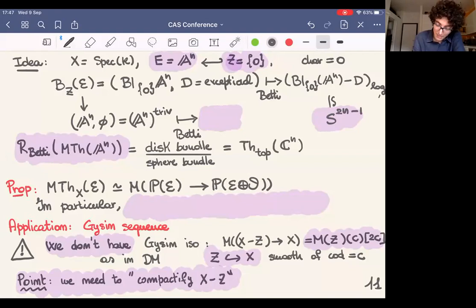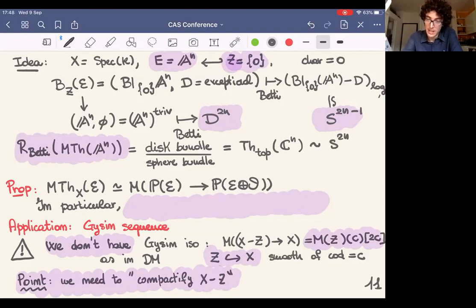So this has a natural map to A^n with trivial log structure, because it's a map induced by the projection of the blow up. And if you take the Betti realization of A^n, you just get a disk, D^2n. So the Betti realization of the Thom motive of A^n in our log setting is the same thing as a disk bundle modulo a sphere bundle, which is the topological Thom space, a sphere of dimension 2n. So the homotopy type of our Thom space or Thom motive is the correct one.